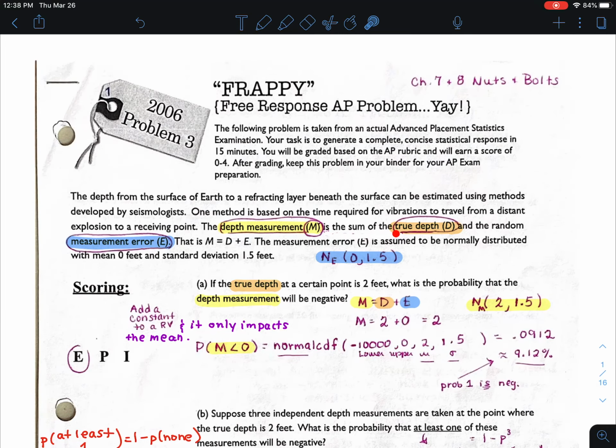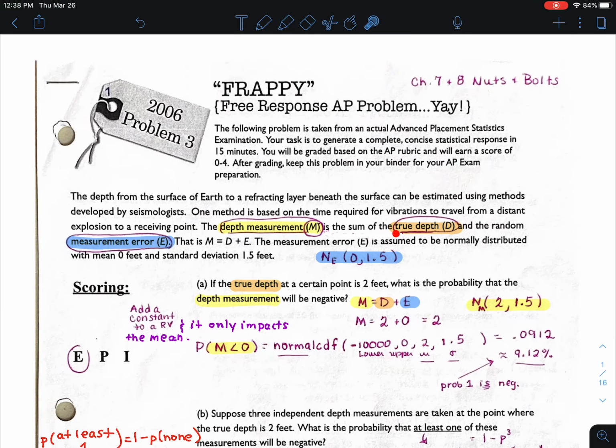Okay, the question is, if the true depth, that's our D here, is 2 feet, so we know it to be 2 feet at a certain point, what is the probability that the depth measurement, that's in yellow, would be negative? So we're going to be substituting a 2 in for the D. And what I'm really needing, if I'm going to do a probability question, is the mean and the standard deviation for the depth measurement so that I can use normal CDF here. So I know that the true depth is 2, so it's like I'm adding a constant to the random variable E, which is the measurement error.